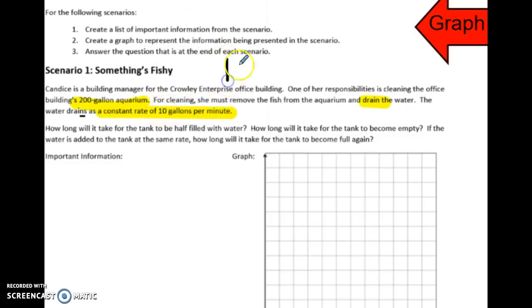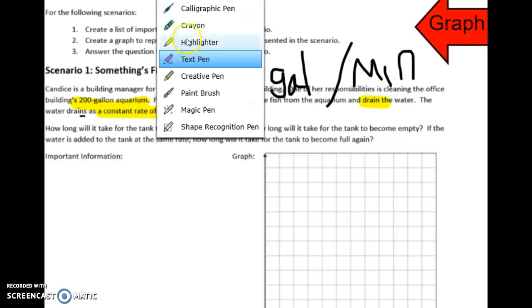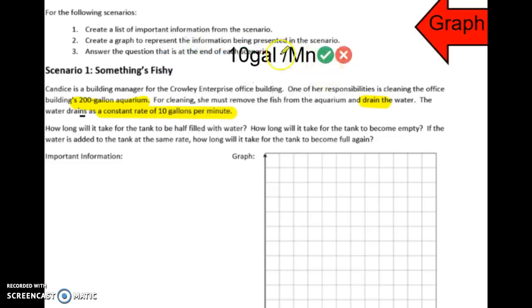I'm going to try to write this on my computer here. This is going to look bad. 10 gallons per minute. Okay, so what you need to know is the first quantity, the gallons. Gallons is going to be represented with the dependent quantity. So gallons, the first unit in my rate, is going to go on the y-axis.